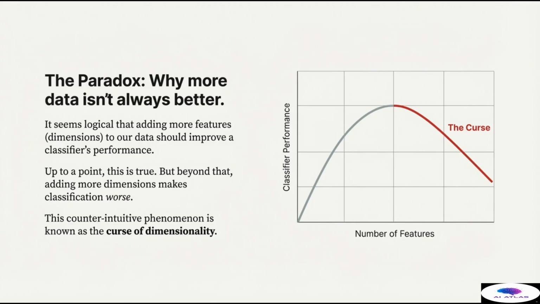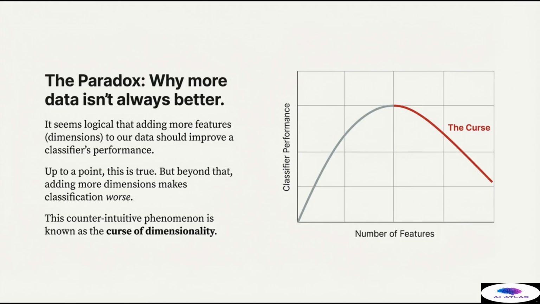We've explored how complexity forces us to move from linear boundaries to nonlinear ones, and then from certainty to probability. Now we address a final counterintuitive challenge known as the curse of dimensionality. It seems logical that adding more features or dimensions to our data, such as color, texture, or temperature, in addition to weight and length, should provide richer information, thereby improving a classifier's performance. Up to a certain point, this is absolutely true.